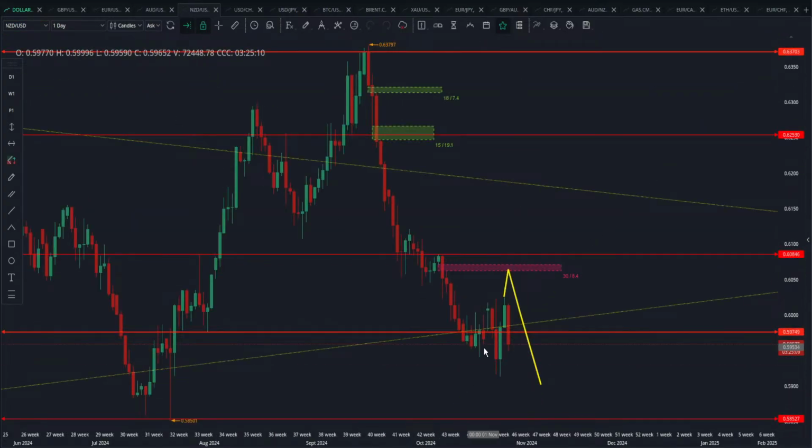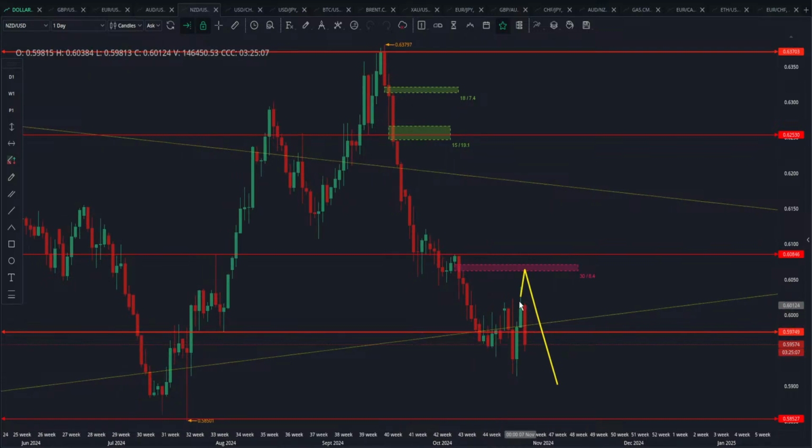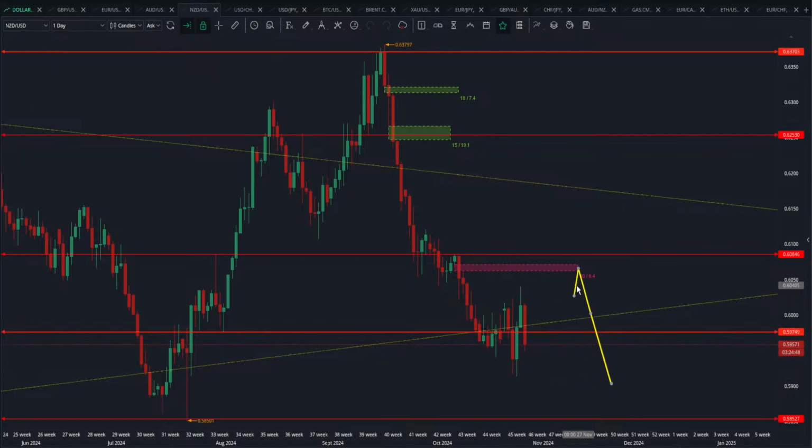What about the New Zealand dollar? Although I wanted it to go and trade this fair value gap, it fell lower before trading that. So what is the target in this one also? 0.5852. Where is the stop loss? The stop loss will be 0.6084 right now. But if the candles trade below this low, then the stop loss will move to the high of this particular candle. Okay.